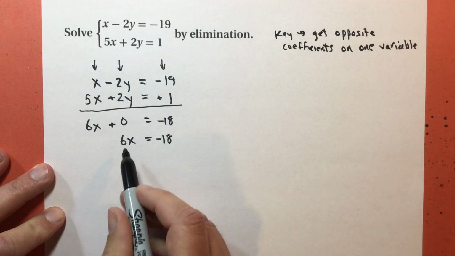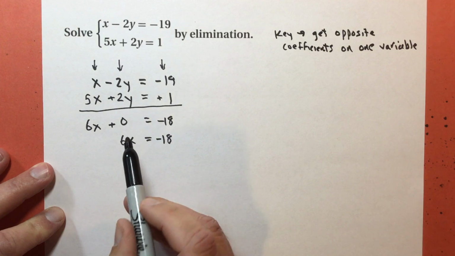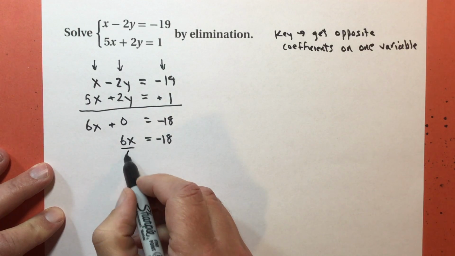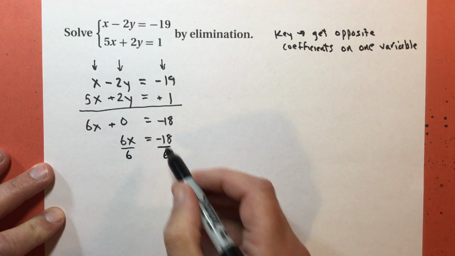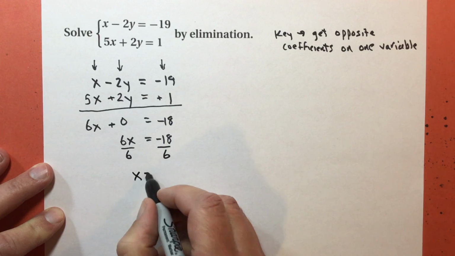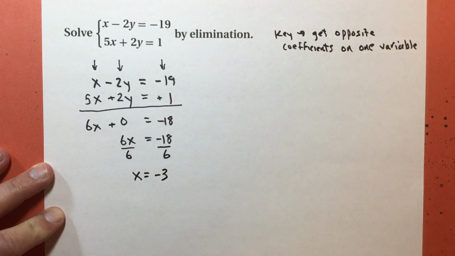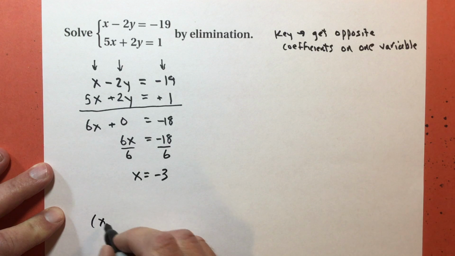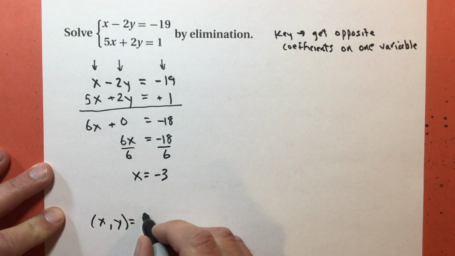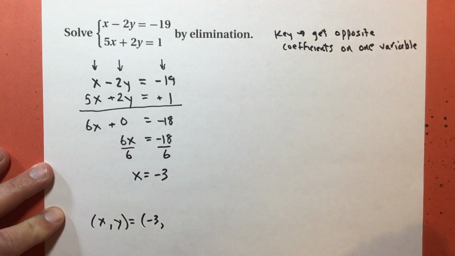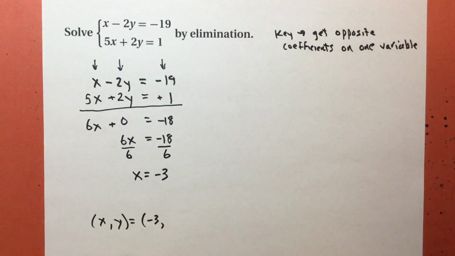So I'm going to keep working with this because I still don't know what x is. The opposite of multiplying by 6 is to divide by 6. And negative 18 divided by 6 is negative 3. So there's my first part. I've got x, y, and the first part, my x is going to be negative 3. Now I got to figure out what my y is.